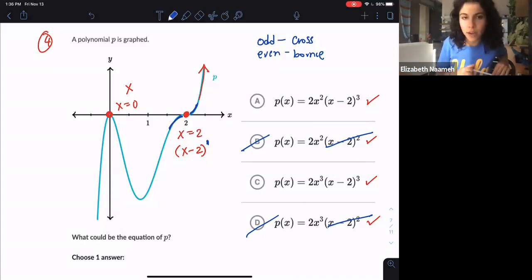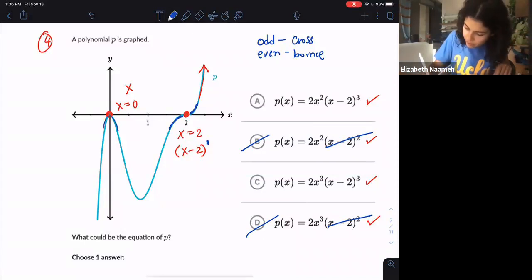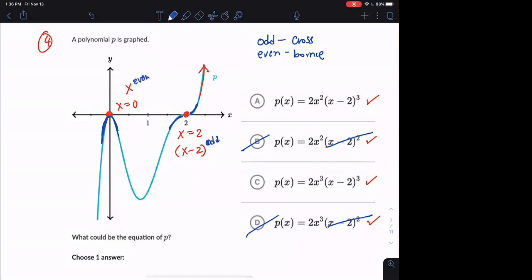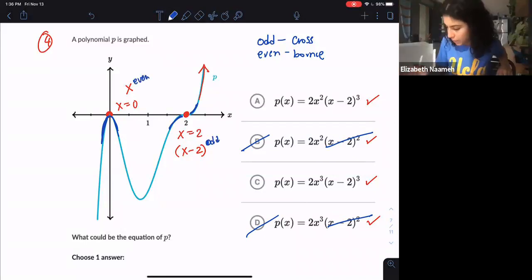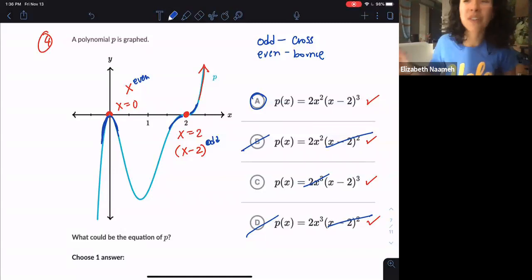At x equals 0, I'm bouncing off. So I know the power has to be an even number, 2, 4, whatever's available. And yep, A is the answer. This guy violates that rule. That's how you'll work backwards given the graph.